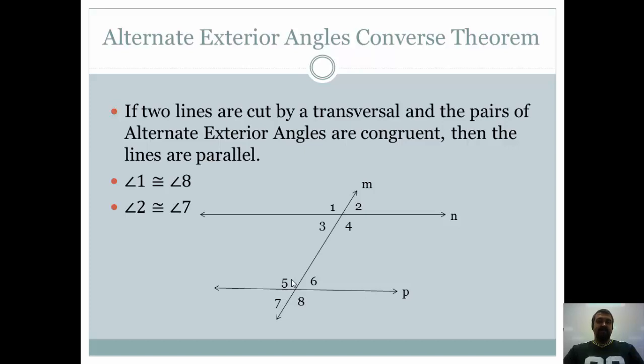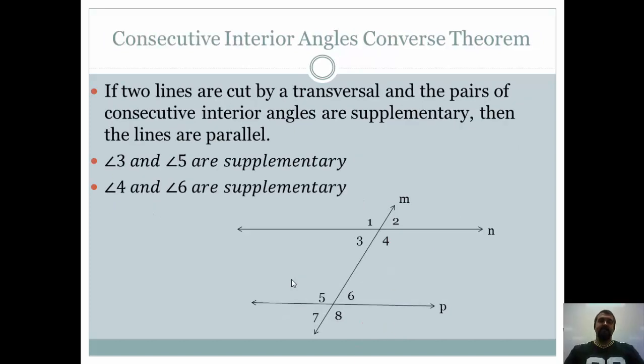Alternate exterior angles converse theorem. Again, if I know alternate exterior angles are congruent, then I know the lines are parallel. There we go. And the last one, the consecutive interior angles converse theorem. If two lines are cut by a transversal, then the pairs of consecutive interior angles are supplementary. So if I have the consecutive interior angles being supplementary, then I know the lines are parallel.